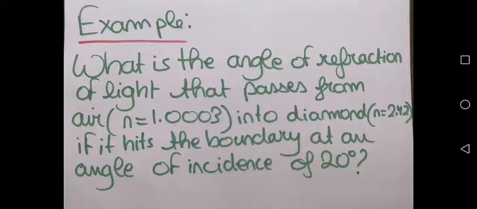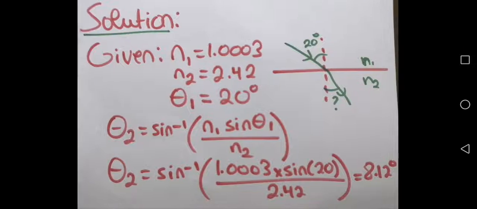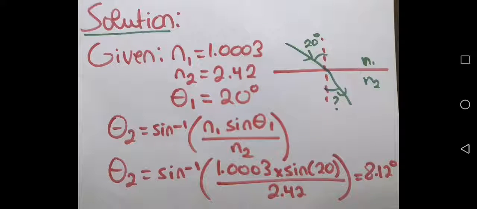For example, what is the angle of refraction of light that passes from air, N equal 1.0003, into diamond, N equal 2.42, if it hits the boundary at an angle of incidence of 20 degrees? First of all, we write the given. N1 is equal to 1.0003, N2 is equal to 2.42, angle 1 is equal to 20 degrees, and the unknown is angle 2.